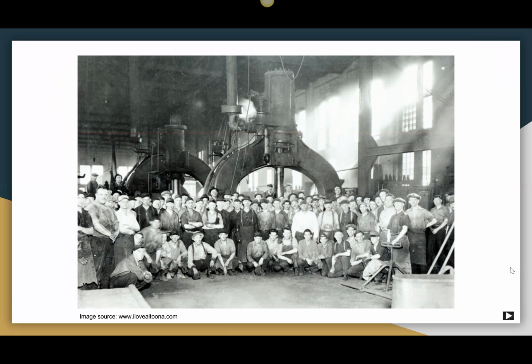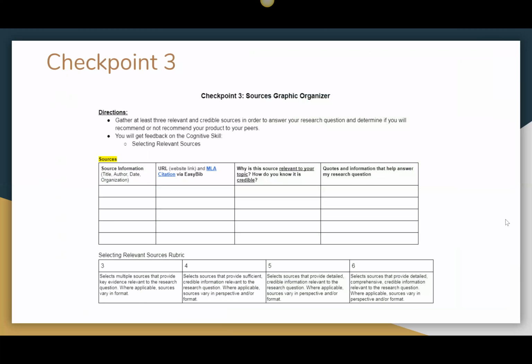Okay, so I thought this picture was pretty cool. This is actually a picture from ilovealtoona.com, and Altoona was founded in 1849, during the middle of the American Industrial Revolution. It was actually founded by the Pennsylvania Railroad, which is still in Altoona. So this is a picture of some workers at the PRR in the shop in Juniata around the time of the Industrial Revolution. So I just thought that was pretty neat. And that leads us into our discussion of checkpoint 3.